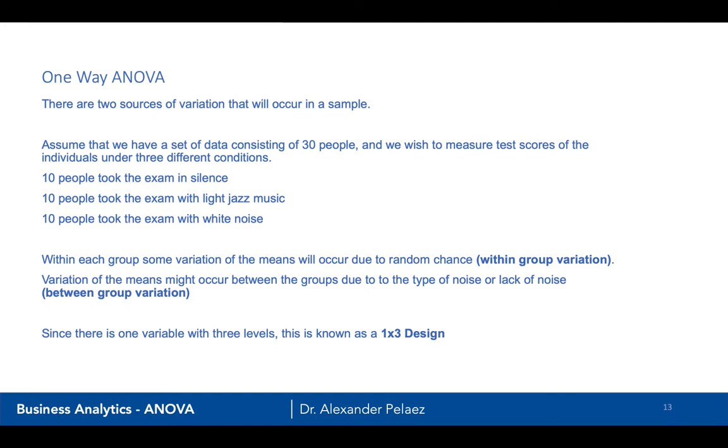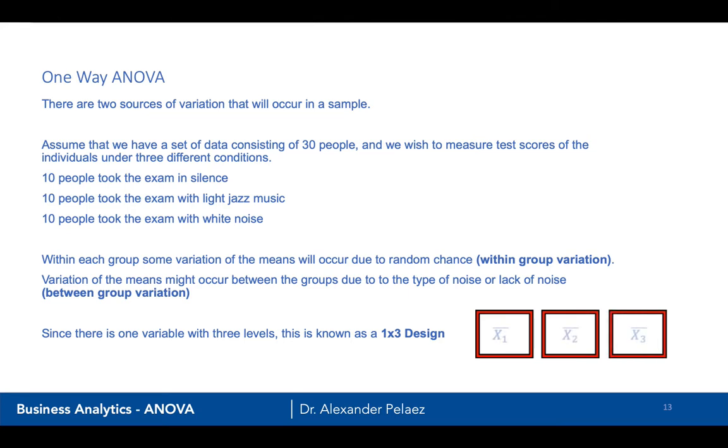And we call that the between group variation. So this is the variation that we're going to be measuring with ANOVA. Since there is one variable with 3 levels, we call this a 1-by-3 design. You can consider it as boxes in which you have 1 box, meaning silence, 1 box for light jazz, and 1 box for white noise. Within each box, we actually have the mean for each one of those treatments.